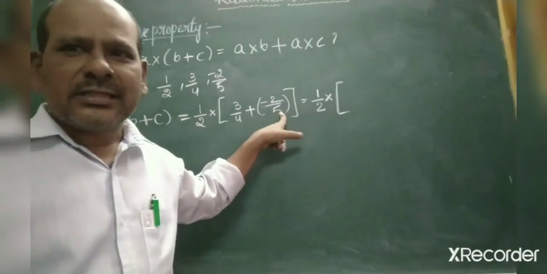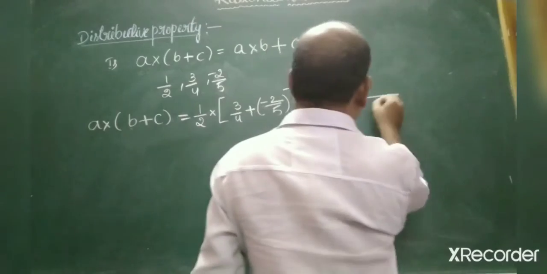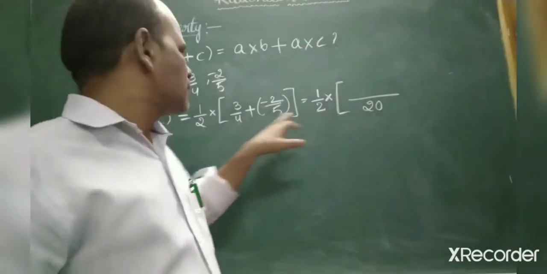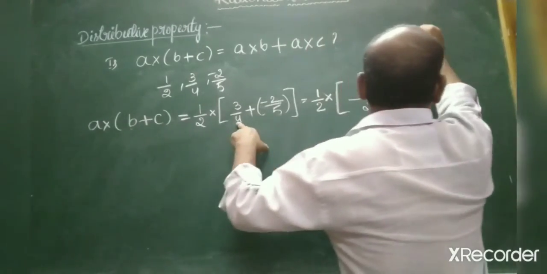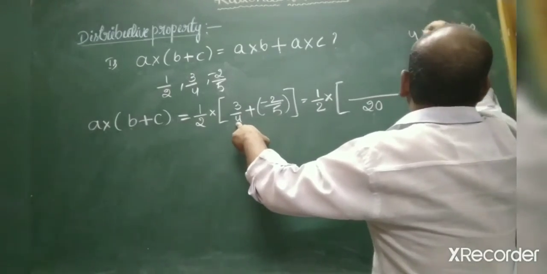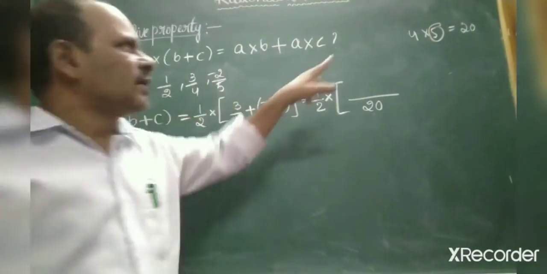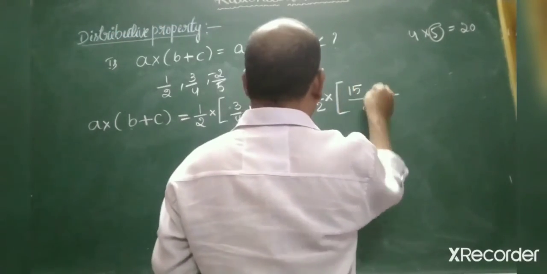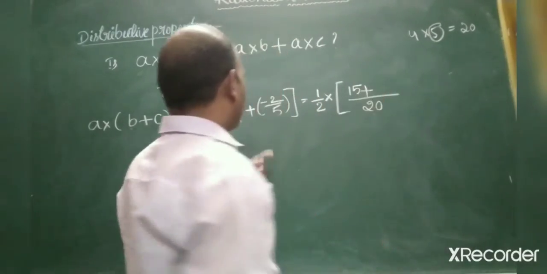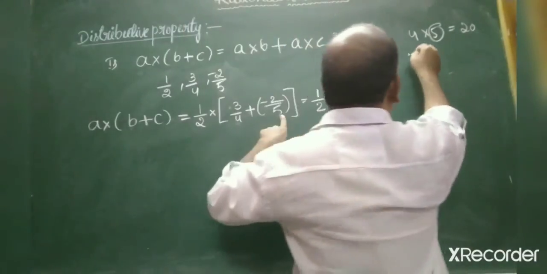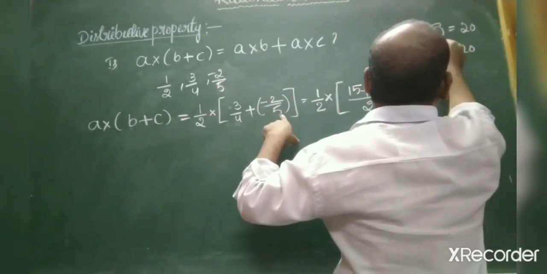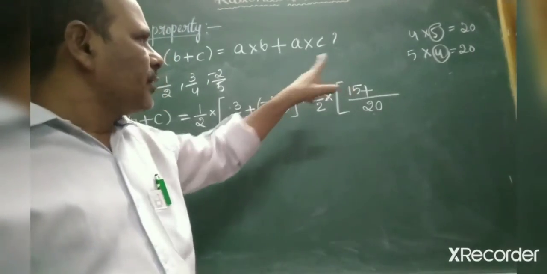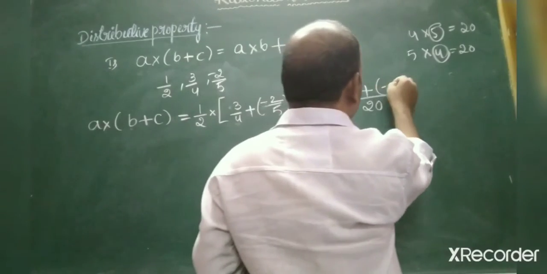4 and 5. The LCM of 4 and 5 is 20. This 4 goes into 20 five times. 4 5s are 20. 5 and its corresponding numerator 3: 15, plus. 5 in 20, how many times? 4 times. That 4 into this corresponding numerator, that is minus 2. 4 into minus 2, that is minus 8.